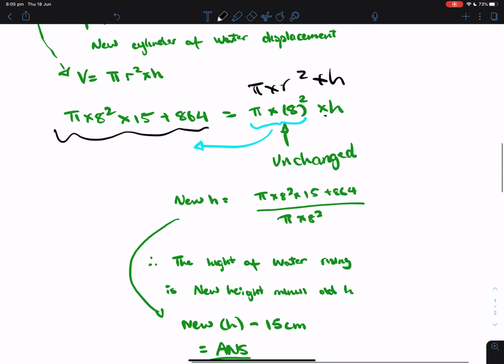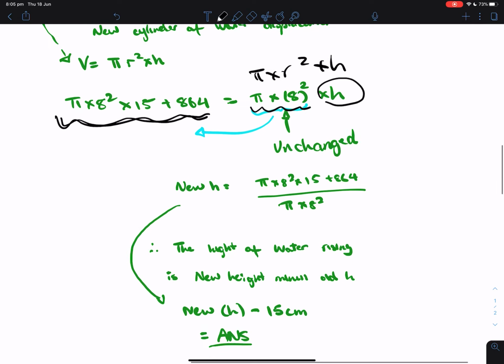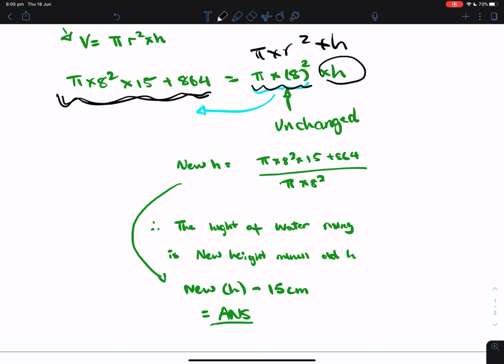We want to solve for h. It's easy algebra. Solve for this side first, then divide both sides by this. It's normal algebra, you should be able to solve this, and you get the new height.